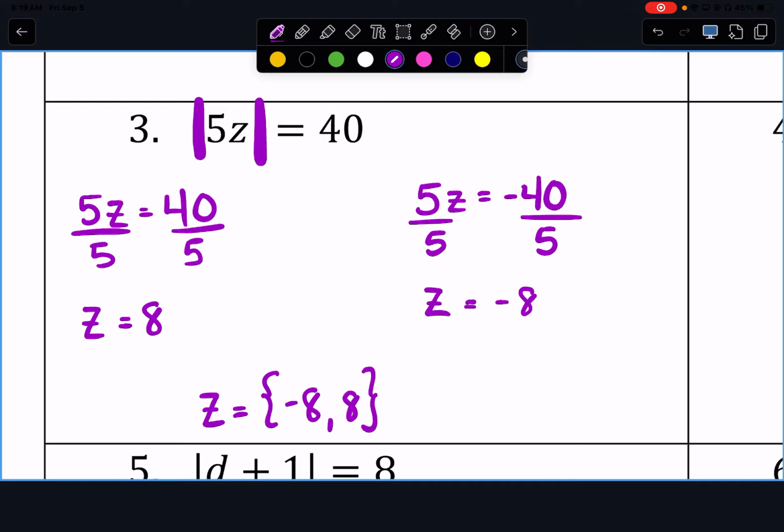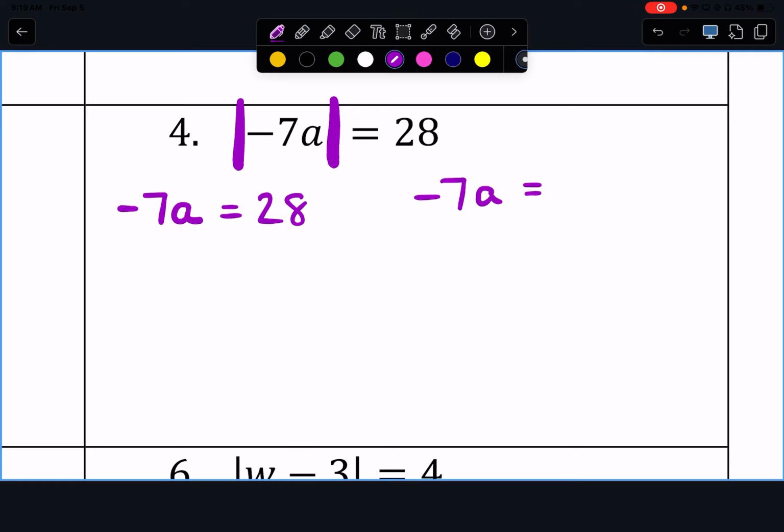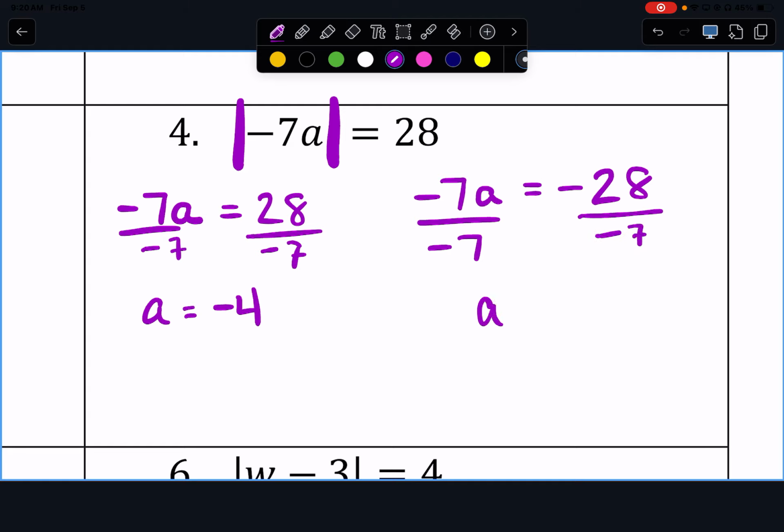So for 4, what is our inside function for 4? So we're going to do negative 7a equals 28, and negative 7a equals negative 28. And what's the first step in both of those? What is 28 divided by negative 7? Yep, negative 4. And then what is negative 28 divided by negative 7? Positive 4. So a equals negative 4, comma 4.